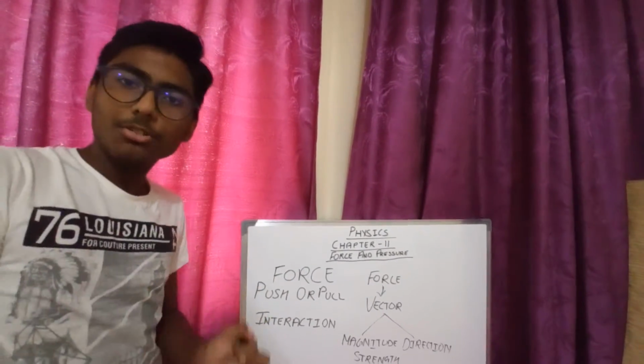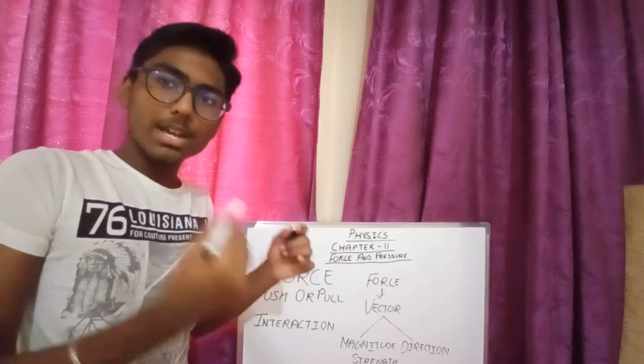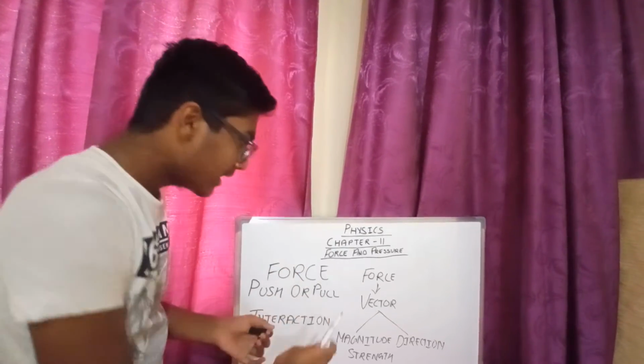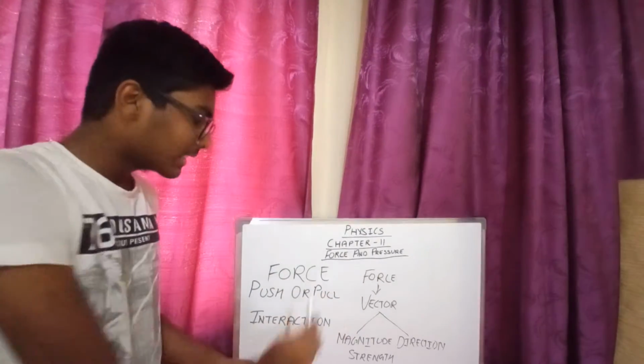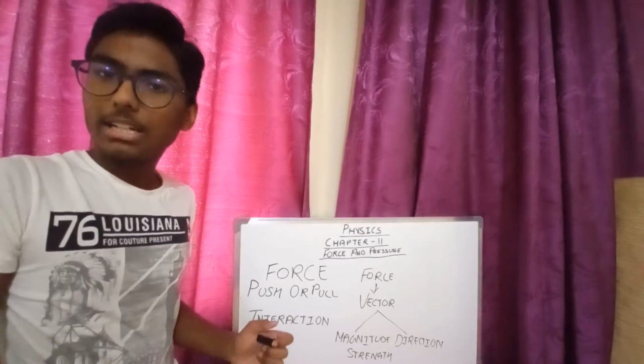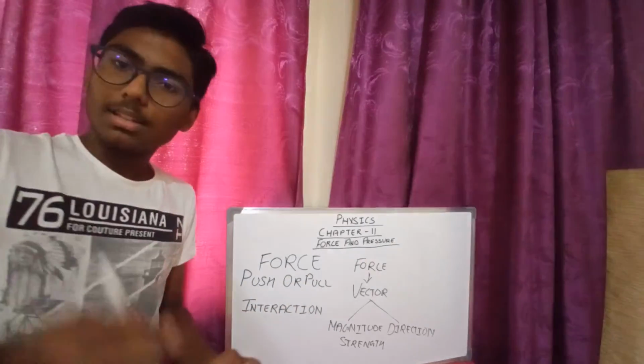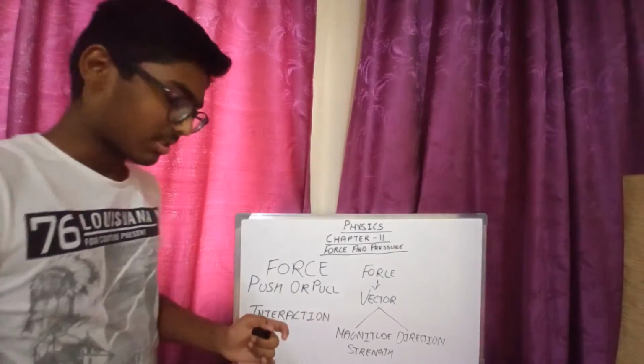It has a magnitude, that is the strength, as we said, Newton. Newton is a unit which measures the strength of the force. Because of that, force is a vector quantity. Vector quantity means any type of quantity which has a magnitude as well as a direction. That means the strength is moving in a direction. Okay.